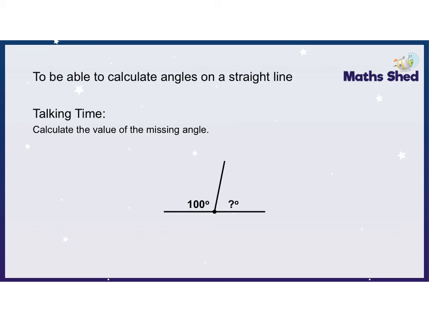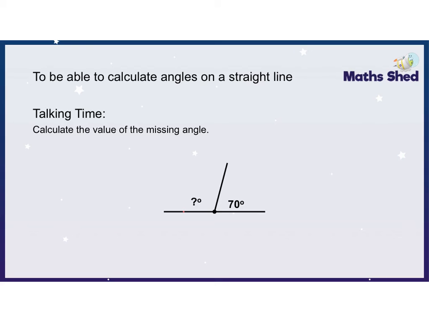Okay, as we can see, we have a straight line going across. So we know that this angle should be 180 degrees because it is a straight line. So if that's 100 degrees here, 100 plus what is 180? And your answer would be 80 degrees. Okay, so what's the value of this missing angle?